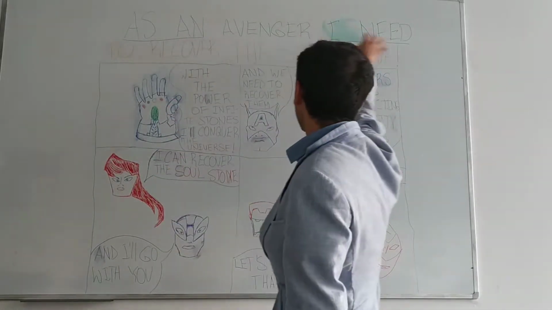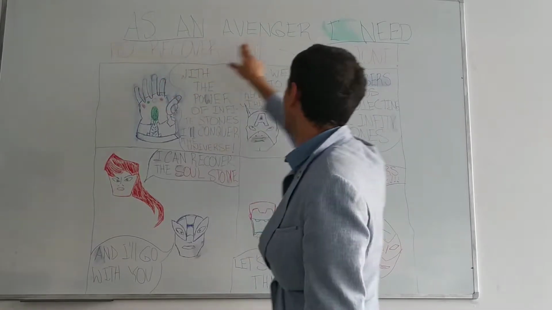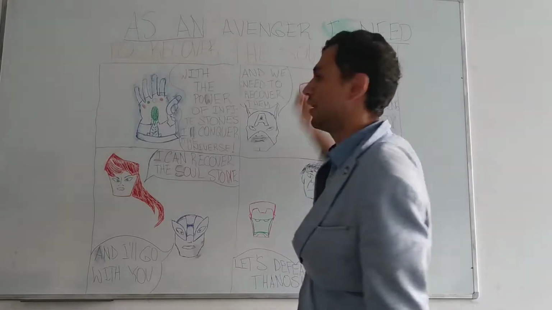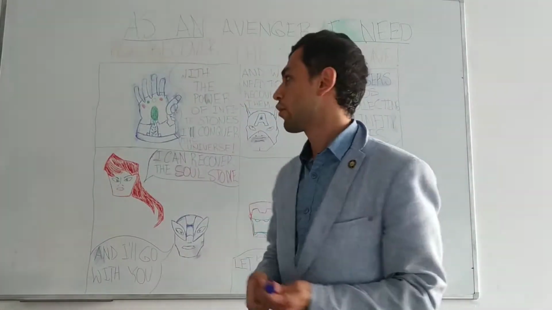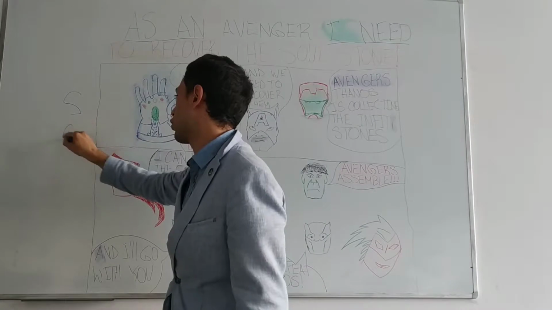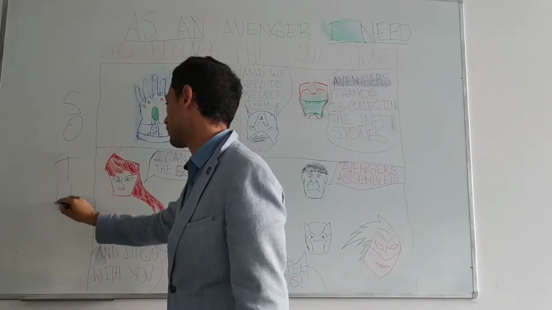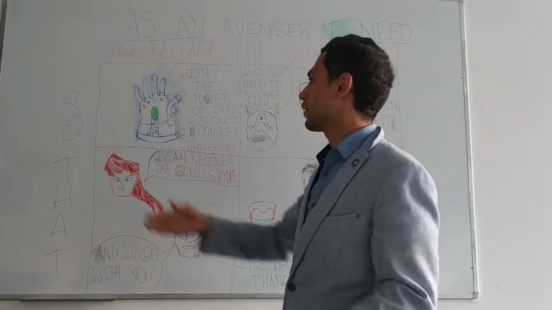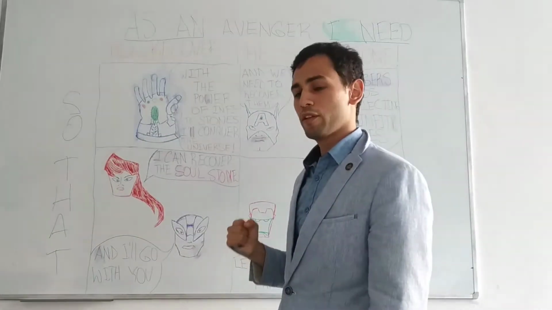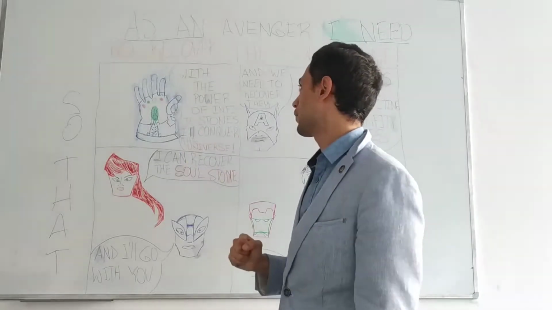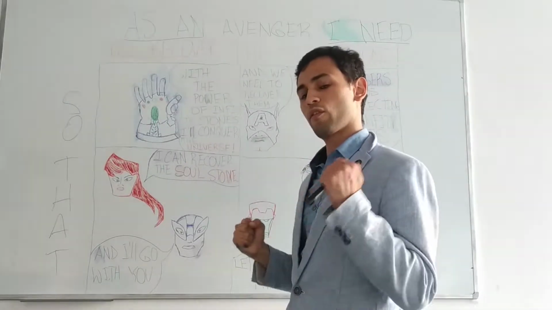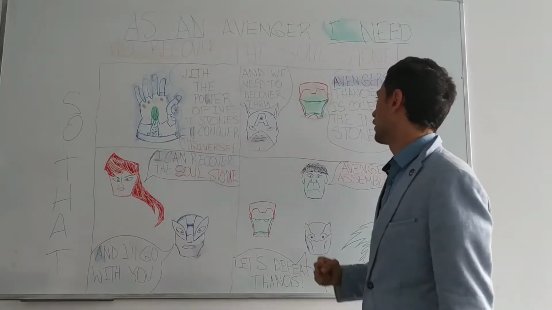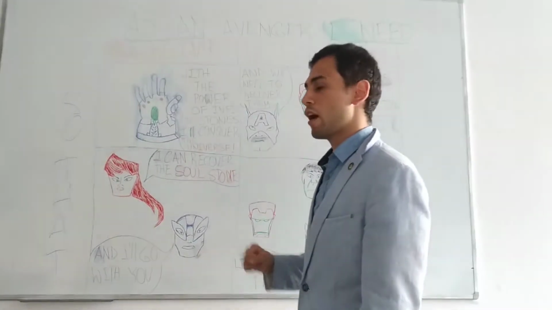As an Avenger, I need to recover the Soul Stone. Remember this, as I need to. Because after that, there is an expression, so that. The first part of the user story is that Thanos wants to recover, has collecting the stones to conquer the universe. Then the Avengers discover that action and they need to stop him.